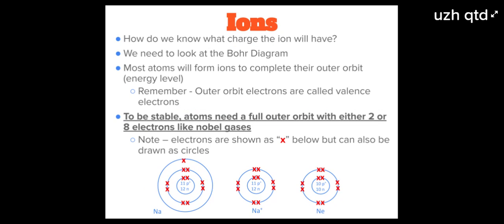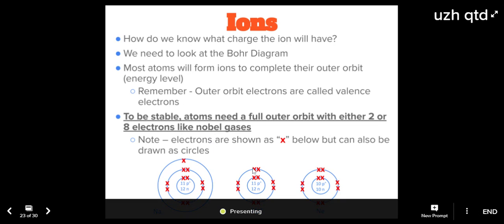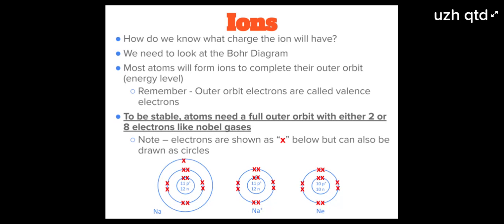Is there a way to figure out what charge the ion will have in advance? Yes. We just need to look at the Bohr diagrams. Most atoms are going to form ions because they want to complete their outer orbit or energy level. Remember that electrons inside of this outer orbit are called valence electrons. In order to be stable, atoms need a full outer orbit or outer energy level with either 2 or 8 electrons because all atoms want to look like noble gases.